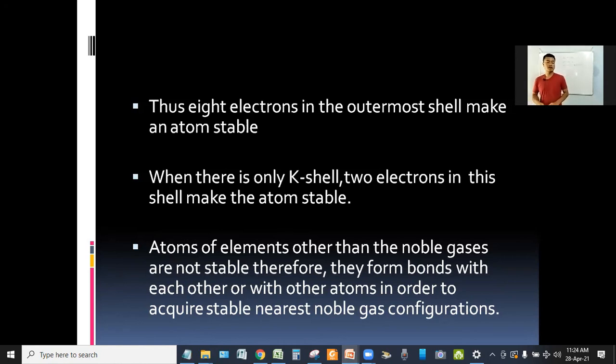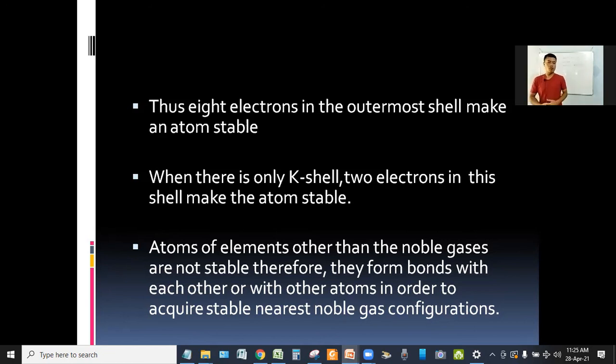Atoms of elements other than the noble gases are not stable. Therefore, they form bonds with each other or with other atoms in order to acquire the stable nearest noble gas configuration. We know that atoms other than the noble gases have fewer than 8 electrons in their outermost shell. Only the noble gas elements have 8 electrons. They are already stable and unreactive. But other elements, metals or non-metals, all have fewer than 8 electrons. That is why they are unstable and reactive.